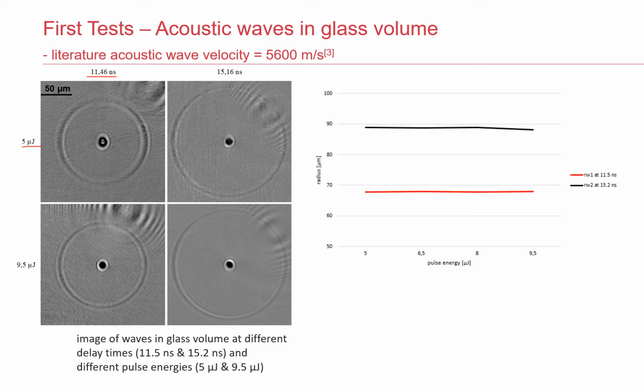Here we have the radius on the y-axis and the different pulse energies on the x-axis. The red graph shows the front at 11.5 nanoseconds, the black at 15.2 nanoseconds. By taking the difference of the radius and the delay times, it is possible to calculate the speed of these wavefronts, which comes in at almost 5,700 meters per second, which is comparable to the literature value.